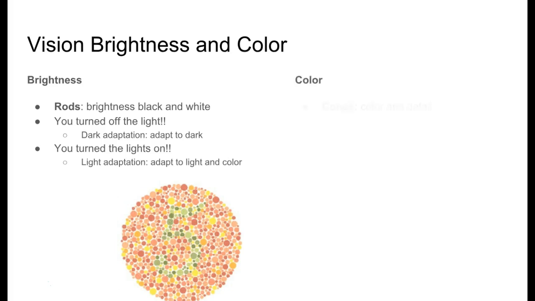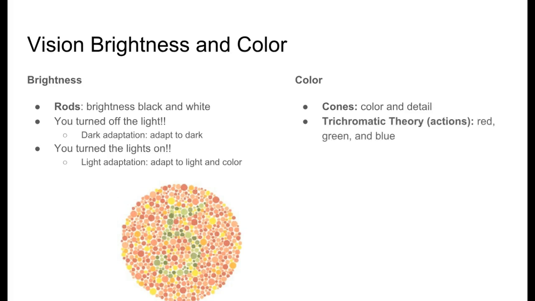So how do we see color? That's through our cones. Our cones are in the back of the retina, and that allows us to see color in detail. There are a few different theories on why we see color the way we see it. The first is called the trichromatic theory. And people now think this is actually the action part of seeing color. And this is that you see variations of red, green, and blue.